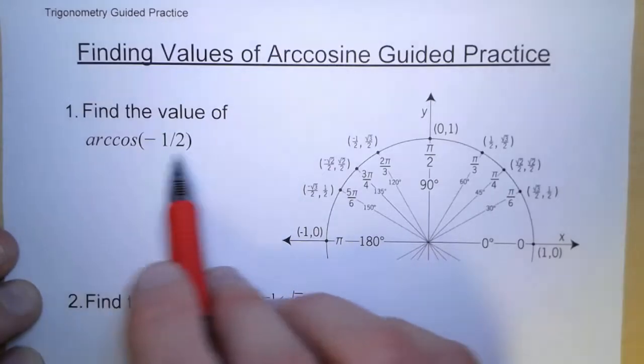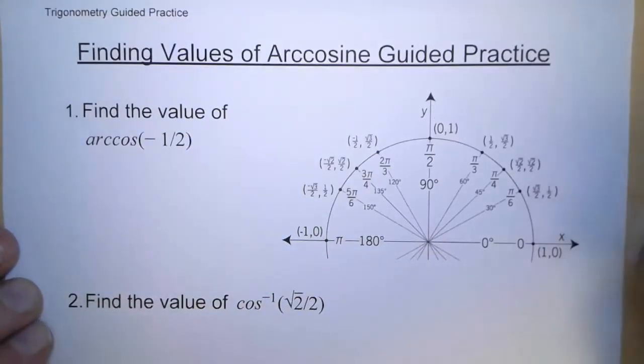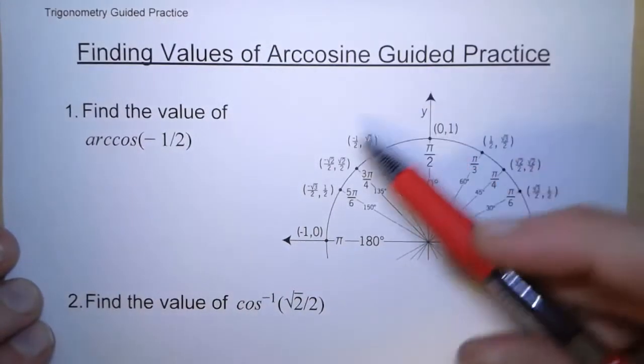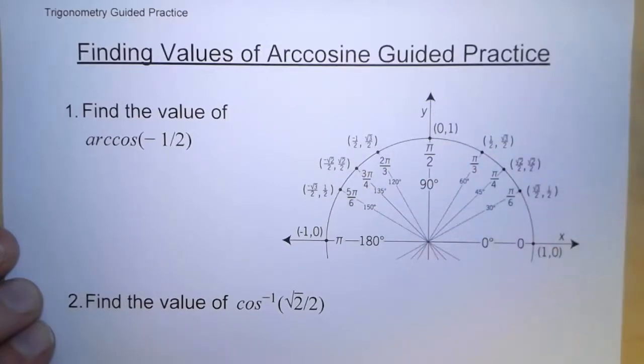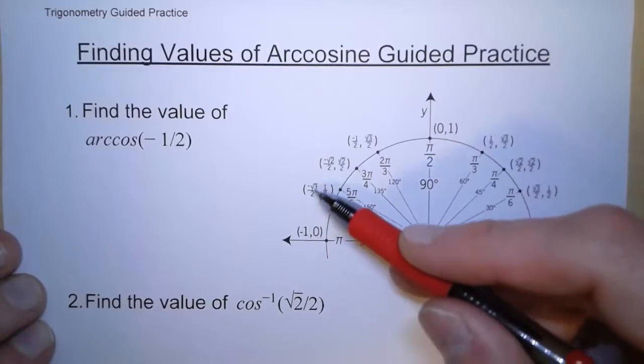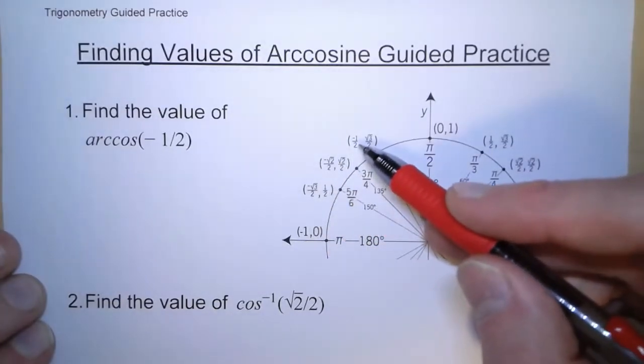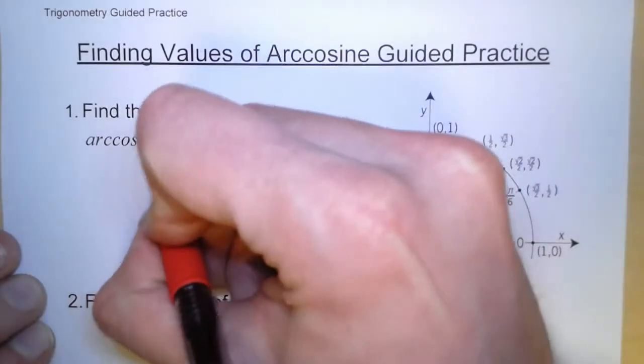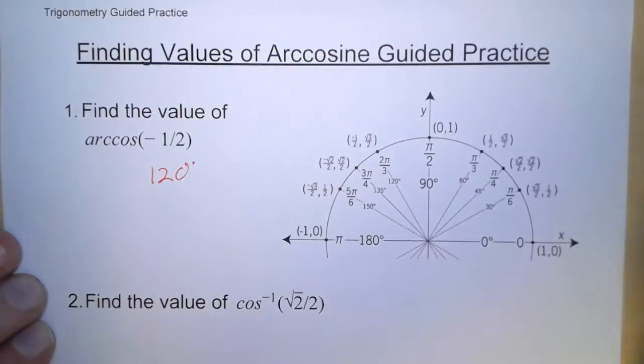So if we want to find the value of arccosine of -1/2, we're asking where in here, the top half, is cosine -1/2, and that's x values. So if we look, it's right there. So here that angle is 120 degrees.